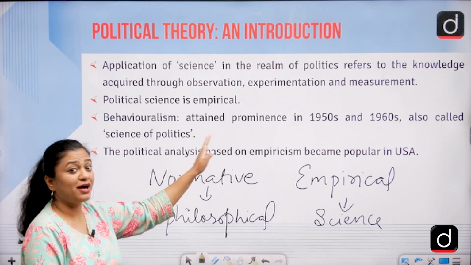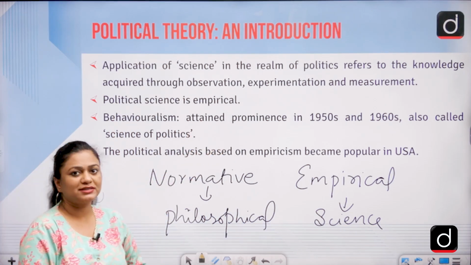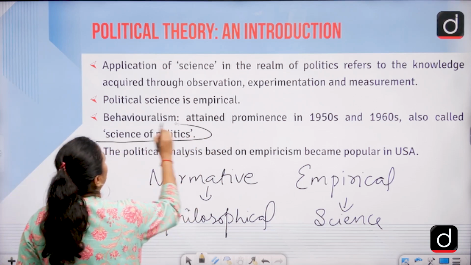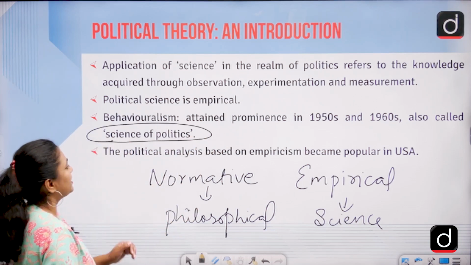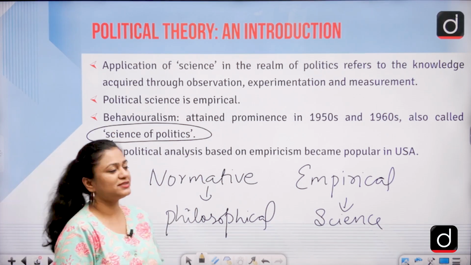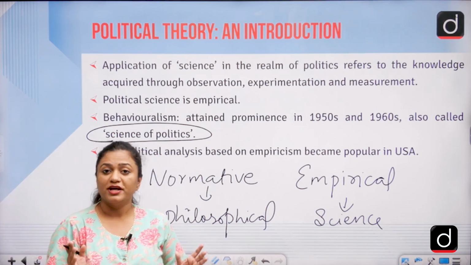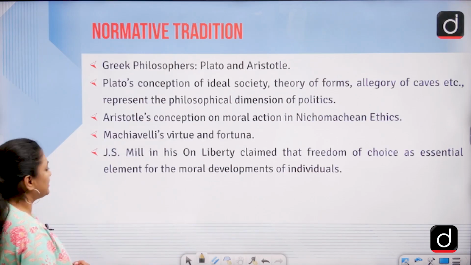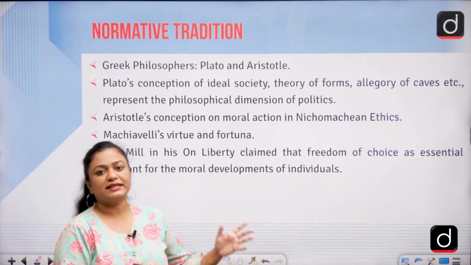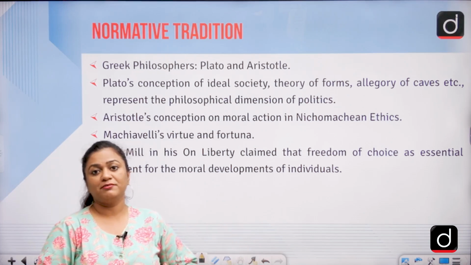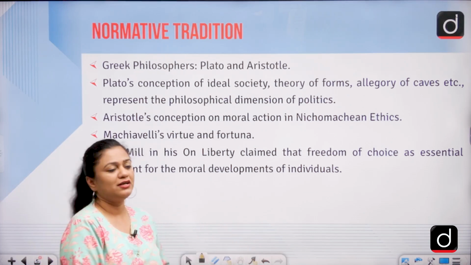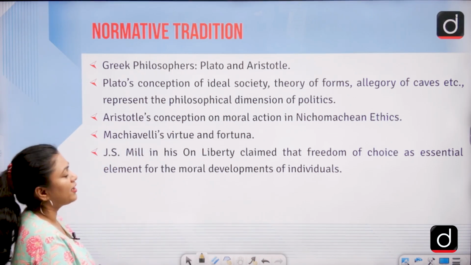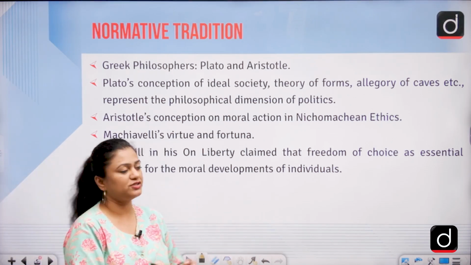Behavioralism, which is part of it, attained prominence in the 1950s and 60s, and is also called the science of politics. Political analysis based on empiricism became more popular in the United States of America. We can say that in the post Second World War period, behavioralism reached its zenith. Now here we will first start with the normative tradition within political theory.